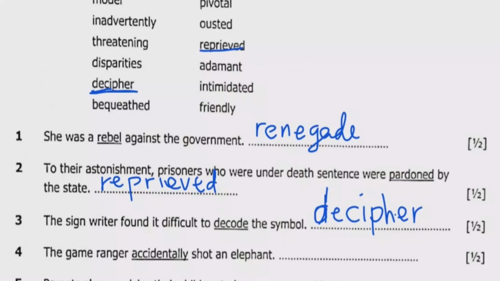We come to question 4, which is, the game ranger accidentally shot an elephant. So what is the word that means accidentally? That is inadvertently. I hope we are able to see the writing.